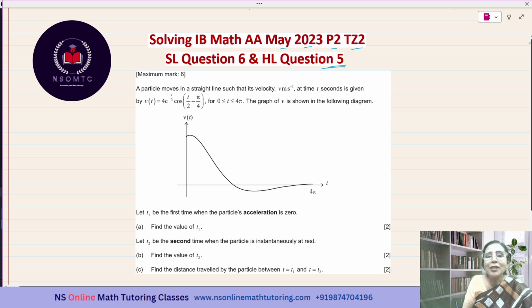But this is a common question, common to both the SL and the HL level students. For the SL students, it is question number 6. And for the HL students, it is question number 5. So without any further delay, let us start answering this question, and the maximum mark is 6.